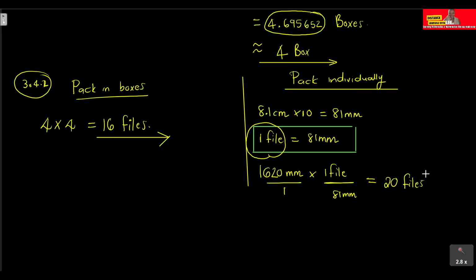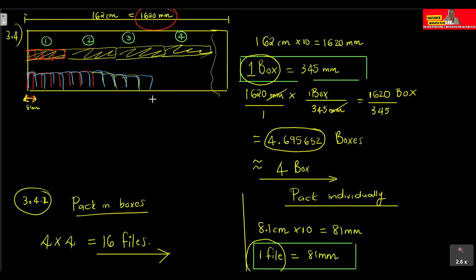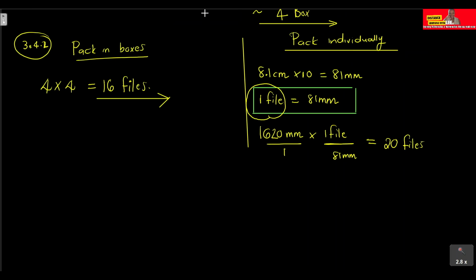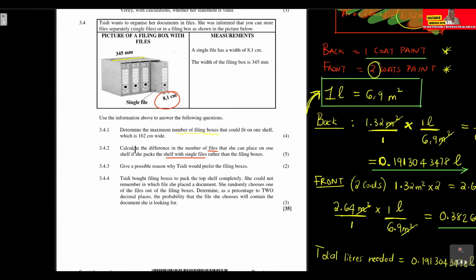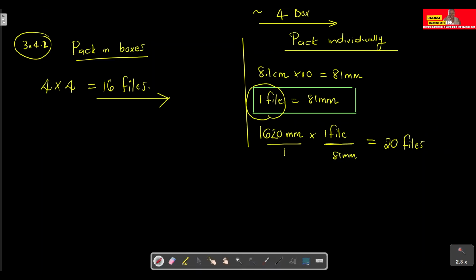That means that if we had to pack these files individually, do you see that we'll be able to fit in more? We can fit in 20 files if we pack them individually, more than what we could fit in if we decided to use the box. But now the question is asking us to calculate the difference in the number of files that she can place on the shelf if she packs with the single files rather than the filing boxes. So we're comparing the value that we got from the boxes to the value that we get from the files. We're going to take the 20 files because we want the difference.